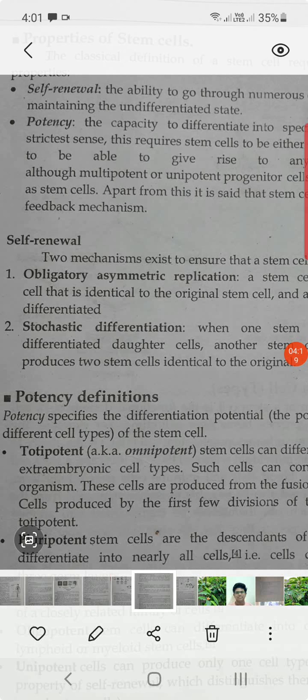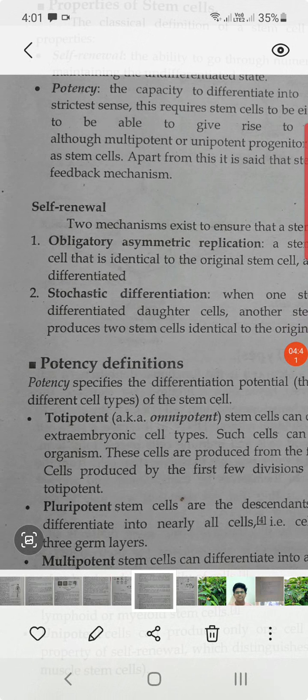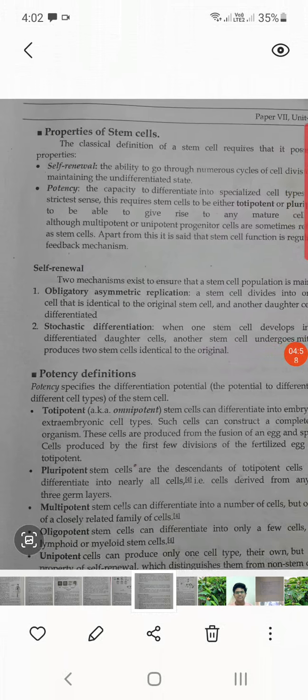Now, self-renewal means two mechanisms exist. Obligatory asymmetric replication: a stem cell divides into one daughter cell that is identical to the original stem cell, and another daughter cell that is differentiated. Second one, stochastic differentiation: when one stem cell develops into two differentiated daughter cells, another stem cell undergoes mitosis and produces two stem cells identical to the original. So this is about the self-renewal.